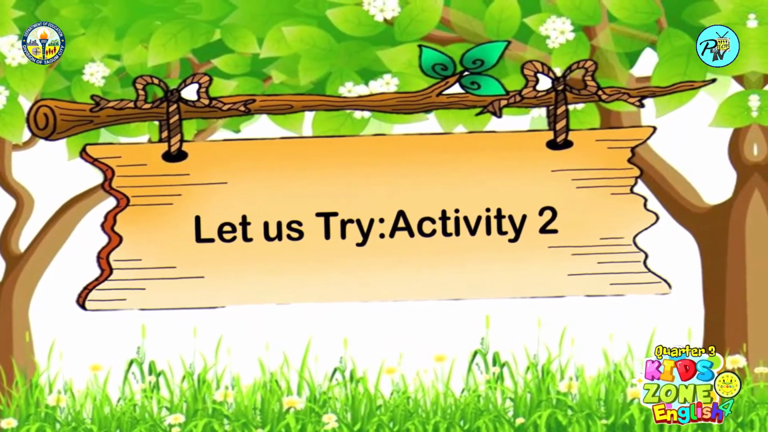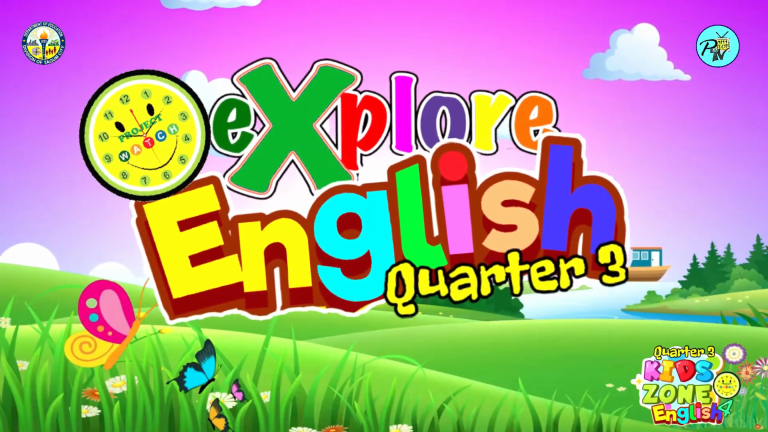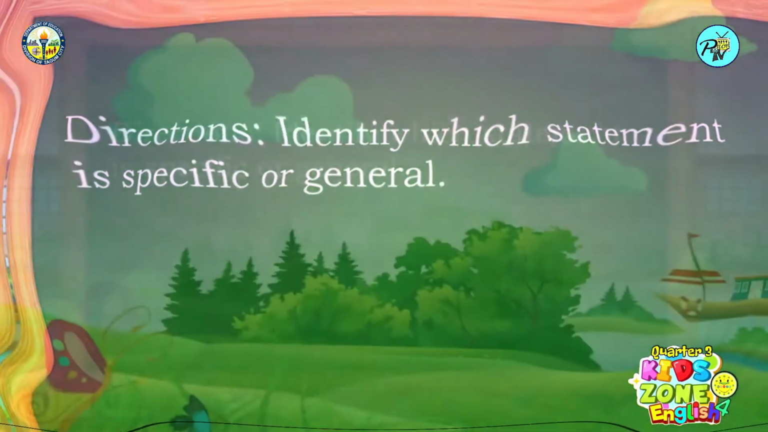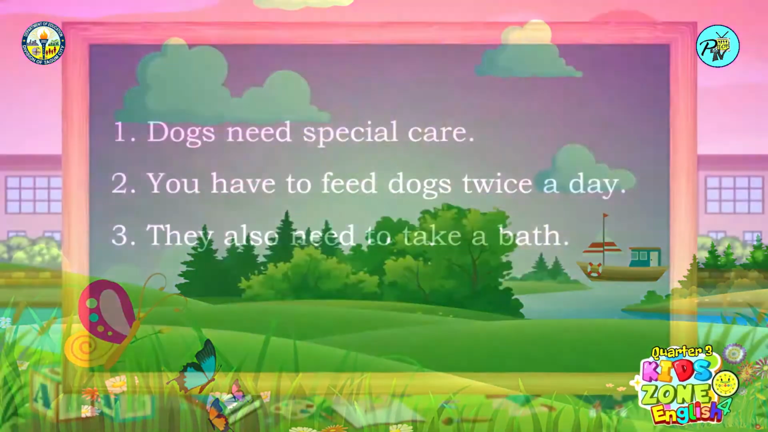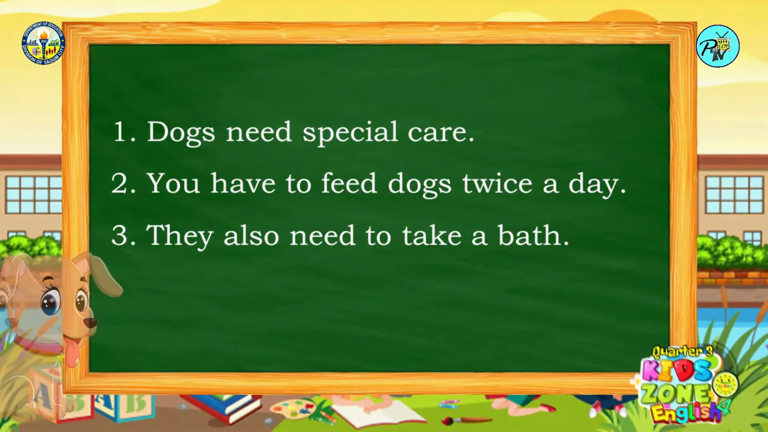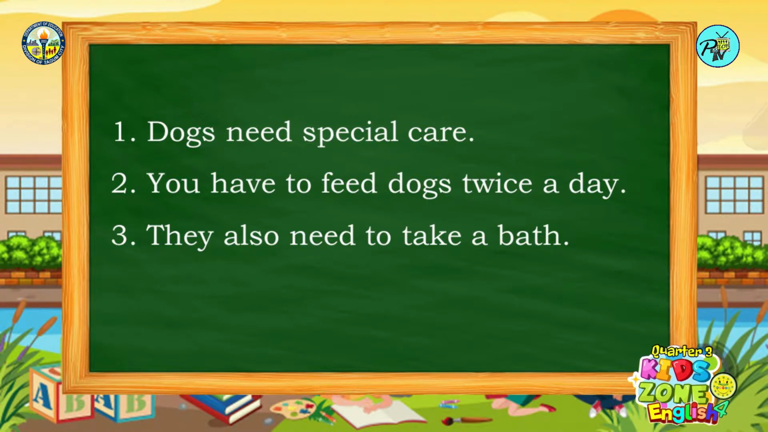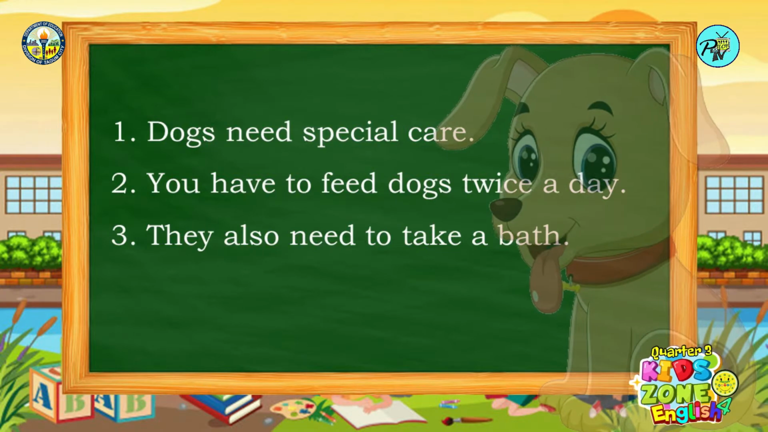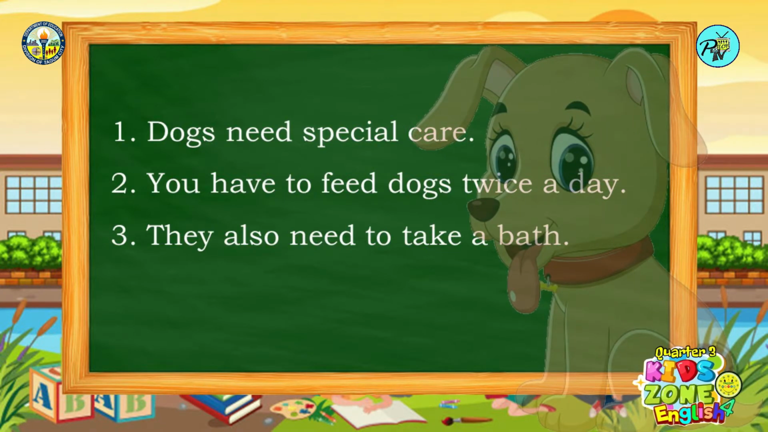I will be giving you again 2 sentences or statements, and your task is to identify which one is specific and which one is general. Are you ready? Let's begin. Number 1. Dogs need special care. Number 2. You have to feed dogs twice a day. Number 3. They also need to take a bath. Timer starts now.